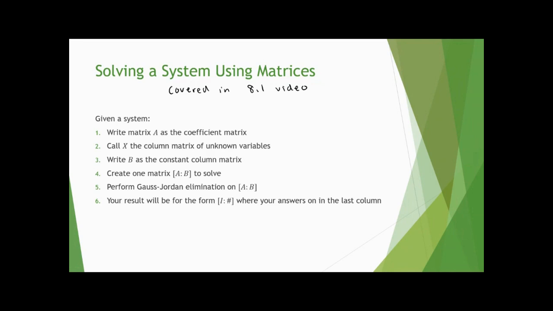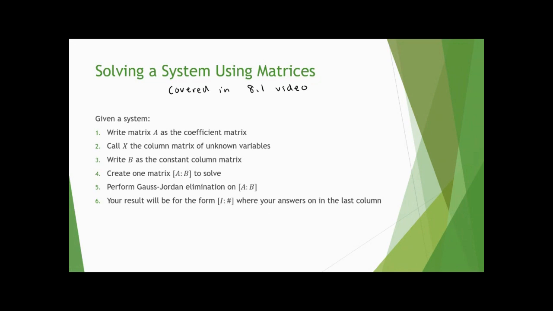So first you have to write matrix A, which is just the coefficients in front of each variable. And then you're going to have X, which is just going to be our unknowns. And then B is the constants, what the numbers are equal to with your system. And then what you do is you're creating one matrix, and you have a little colon there. That's sort of taking the place of the equal sign. So instead of writing an equal inside a matrix, we just have little colons.